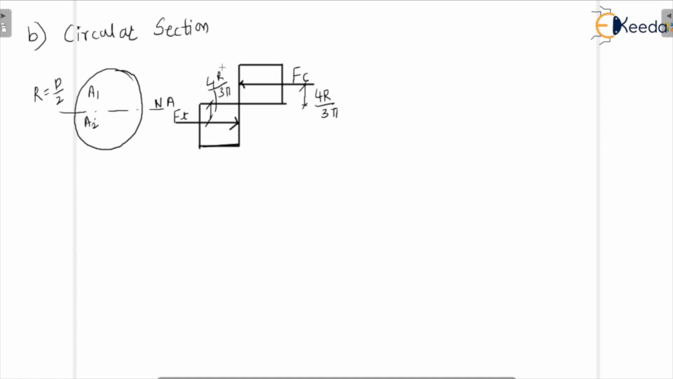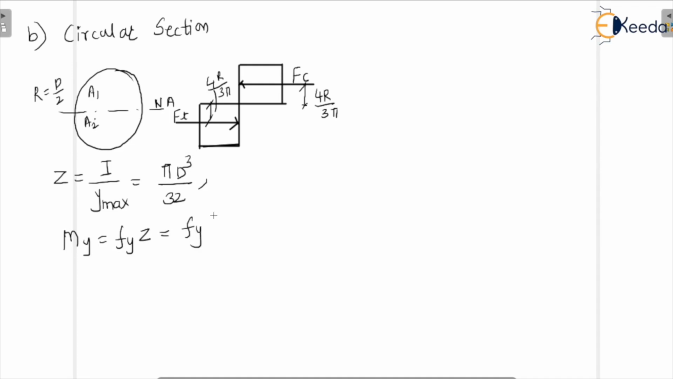Now we know that Z is equal to I by Y max. So we get the answer as pi d cube by 32. And we also know My is equal to Fy into Z. This is all we have studied in our MOS subject, mechanics of solids or strength of materials, whatever you say. So we simply substitute these values over here.